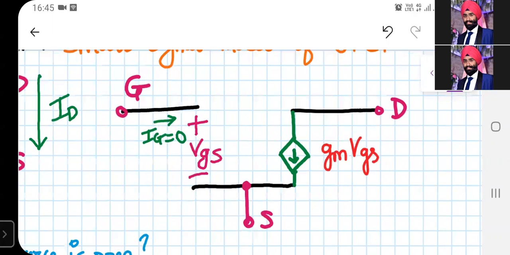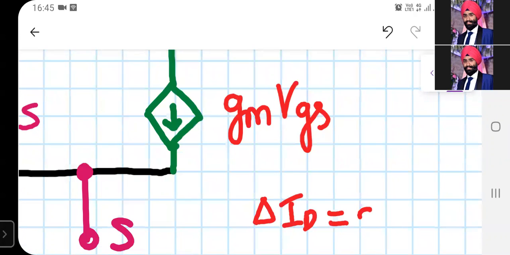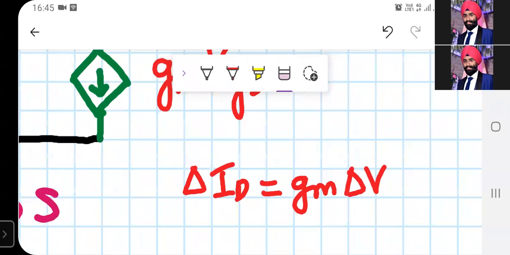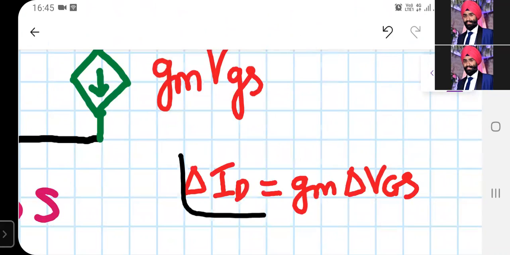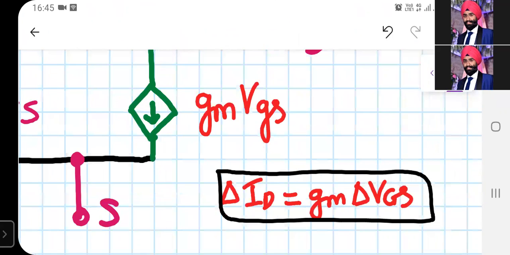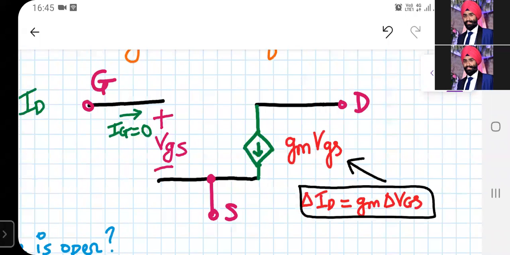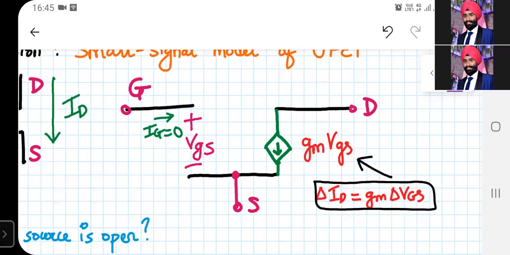And how is that? We already know delta ID is given by GM times delta VGS. And that is what is being represented. So this is nothing but your current only, right? So that is how we represent the first version of your small signal model. This GM into VGS represents the small fluctuations in the current ID. Remember that exponential curve, where we have drawn a linear segment. Why is this so? Because if you follow this, then only your amplifier will be a linear amplifier.